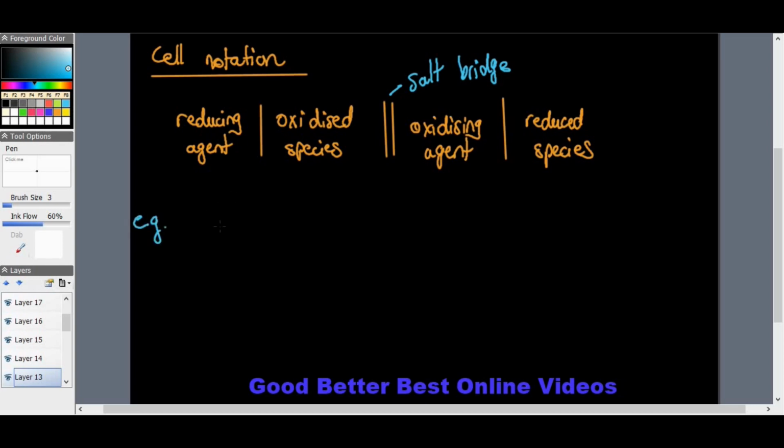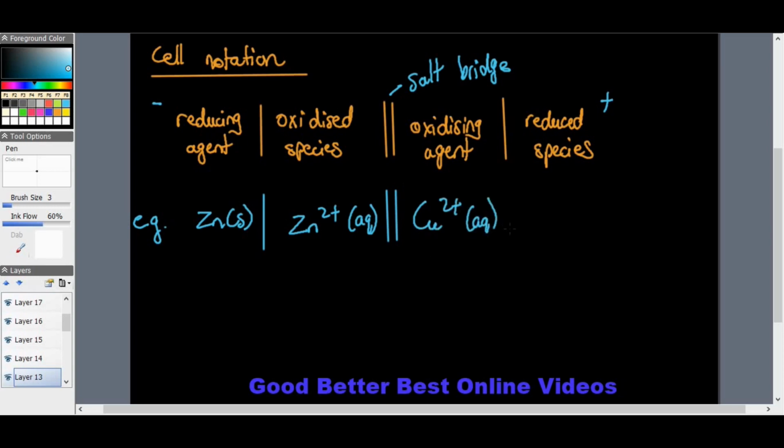In blue, the reducing agent, which is at the anode, this is the negative side, this is the positive side, would be Zn, solid. Which is then my oxidized species, which would be Zn2+ in aqueous solution. And then you get the copper one: the oxidizing agent would be Cu2+ in aqueous solution, the substance that gets reduced, and the reduced species, sorry, species, however you want to say it. I'm not going to bother with repeating the word all the time, I'm just going to sound more ridiculous.